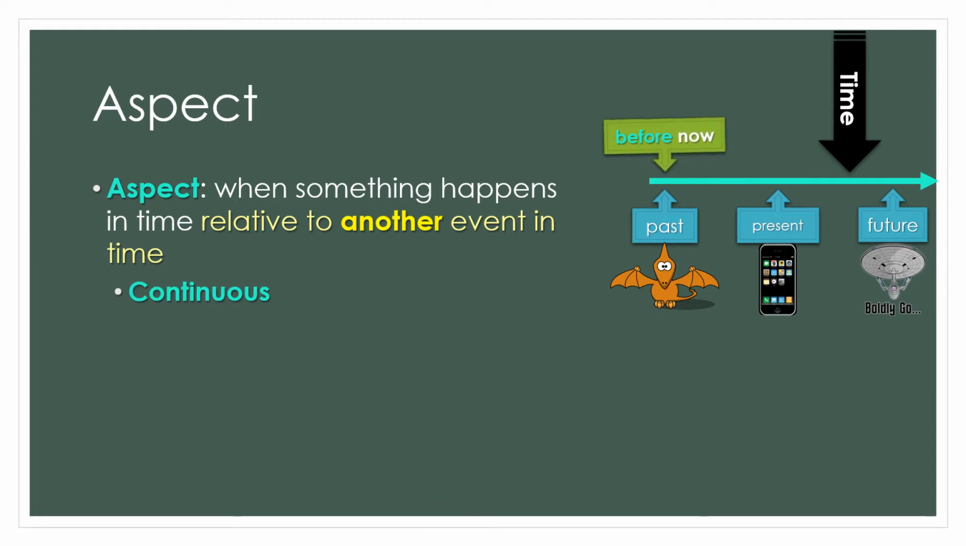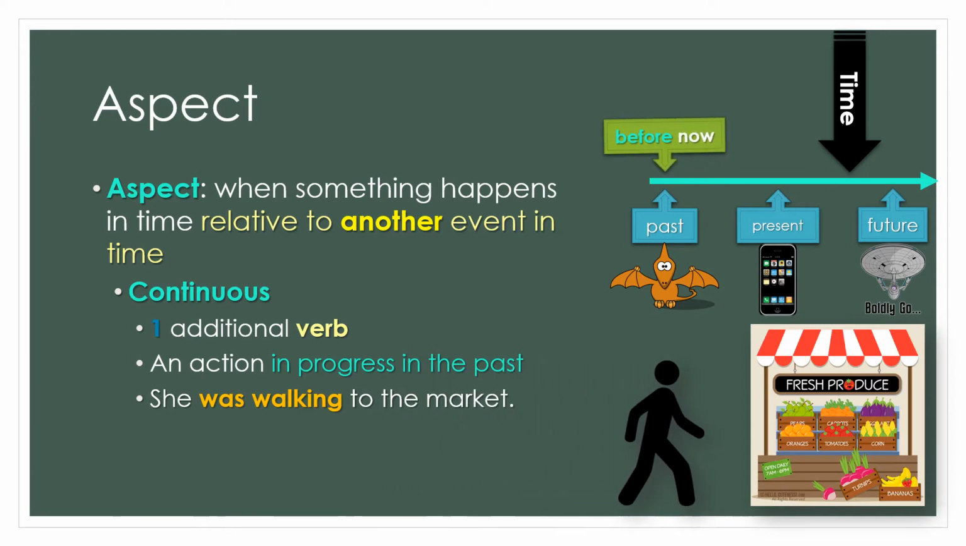Continuous, as we learned in Unit 1C, requires one additional verb. Past continuous is an action in progress in the past. She was walking to the market. Was is the additional verb in the past, and the ing on walking shows that it's continuous. Was walking, past continuous.